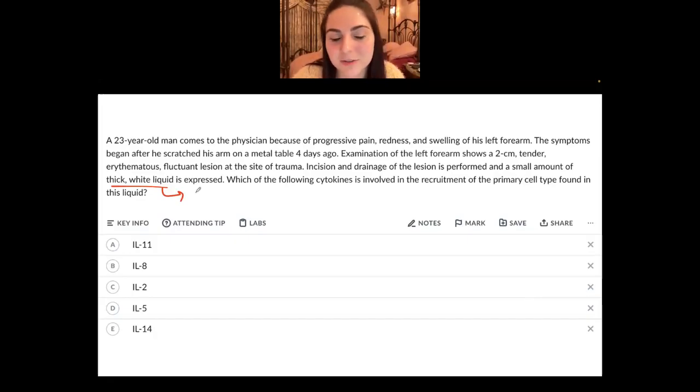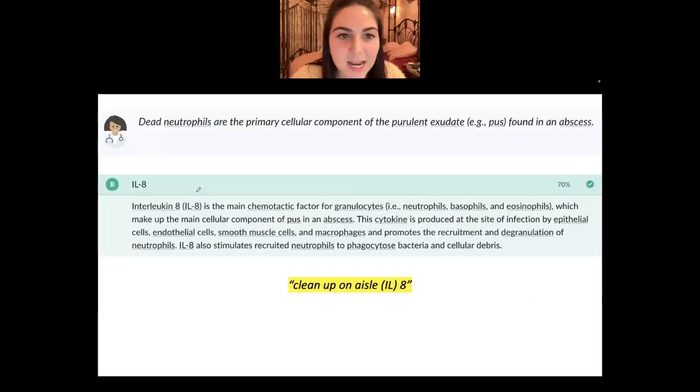So remember neutrophils clean up on IL-8, right? That's what this question was getting at. IL-8 is the main chemotactic factor for granulocytes, but it's usually your neutrophils. And again, it's your cleanup on IL-8.